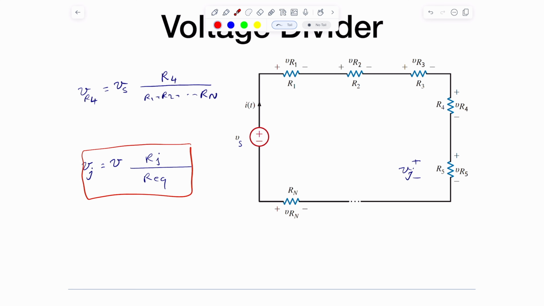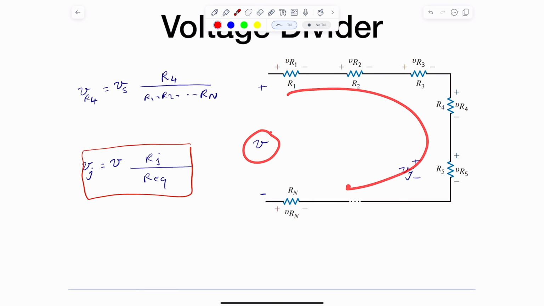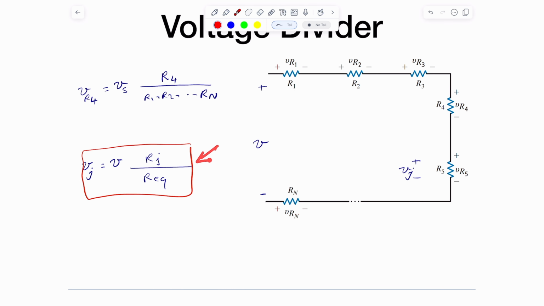Just to end here, this does not have to be a voltage source. Sometimes what we have is just a circuit in here, and this circuit happens to give me a voltage V between these two terminals. What we say is that this V got divided between these series connected resistors, and we can use the voltage divider rule to figure out the voltage across this or that, depending on the value of R2 and the R equivalent of these series connected resistors.